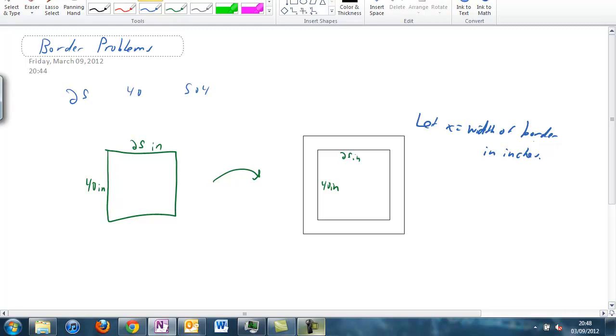Now here's the key to the border problems. When we add a border to all sides, we basically add two border widths to the width of the entire picture. This is confusing because we're using the word width to mean two different things, but we're basically adding two border widths to the width of the picture.